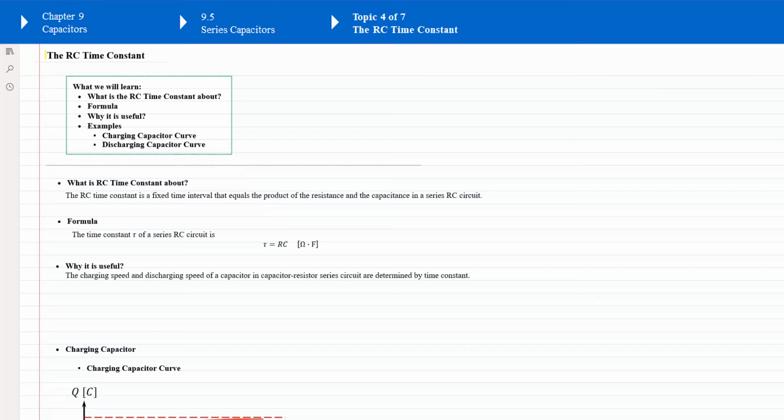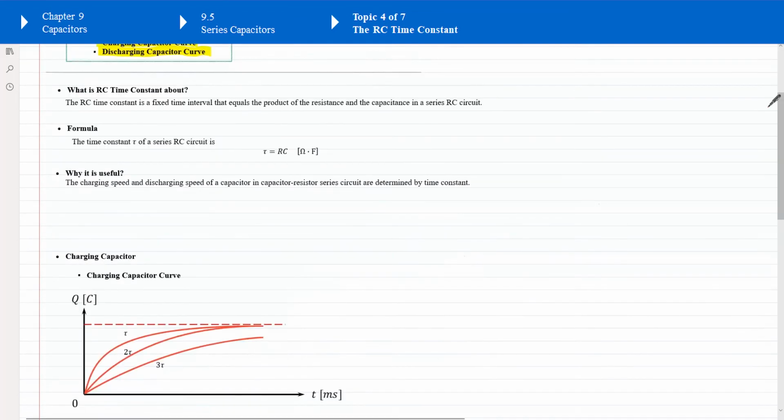The topic for this lesson is about RC time constant. We are going to discuss what this RC time constant is about, the formula used to calculate it, and why it is useful. At the end, I have two figures to show you how this RC time constant affects the capacitor's charging and discharging speed. Most likely, the first question is, what is this RC time constant about?